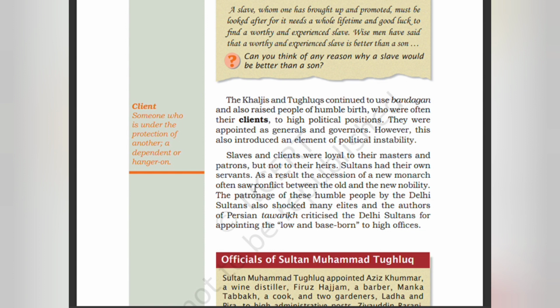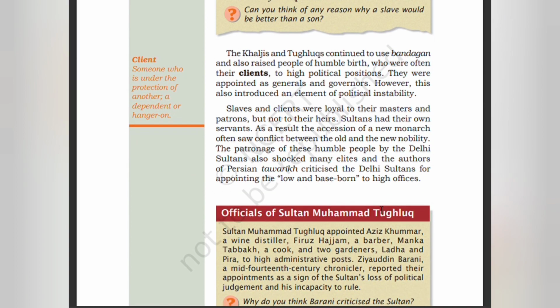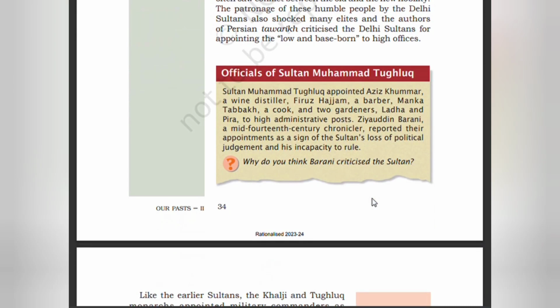Sultans had their own servants. As a result, the accession of a new monarch often saw conflict between the old and the new nobility. Patronage of the humble people by the Delhi Sultans also shocked many elites, and the authors of Persian Tarikh criticized the Delhi Sultans for appointing the low and base-born to high offices.